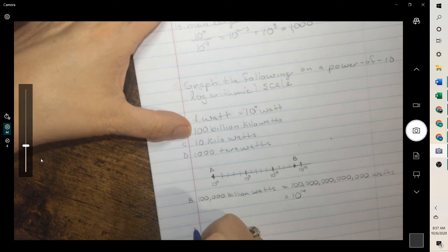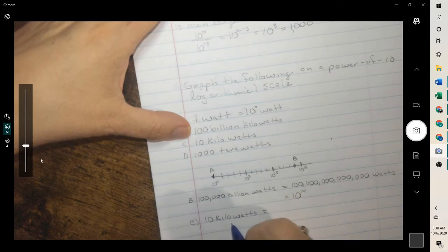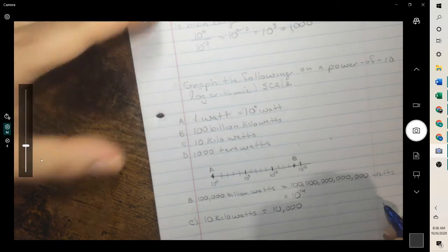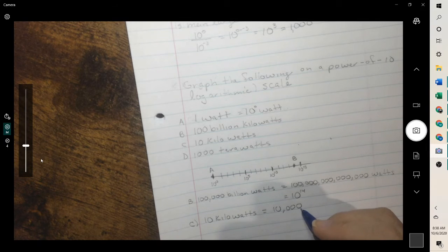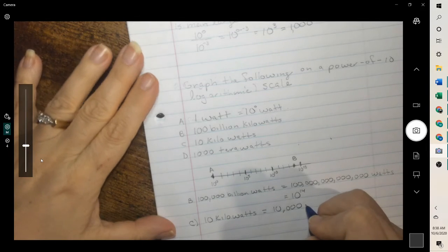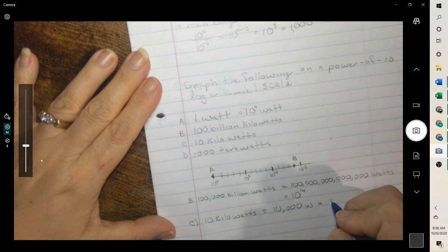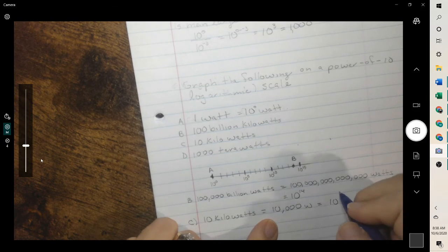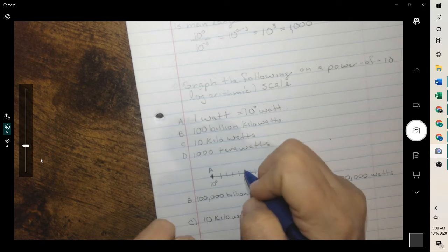10 kilowatts. Kilo means 1,000. So we add 1,000. 10,000 now. Which is 10 to the 1, 2, 3, 4. 10 to the 4th would be here.